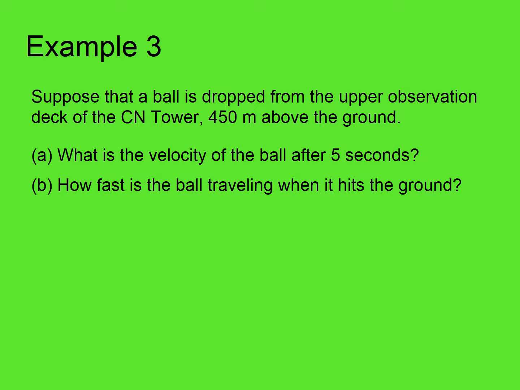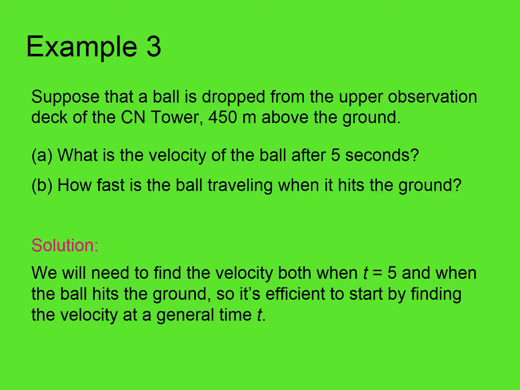Example, suppose that a ball is dropped from the upper observation deck of the CN Tower, 450 meters above the ground. We talked about this example. I believe this tower is in Toronto. So here are our two problems. What is the velocity of the ball? Okay, the rate of change of the position of the ball, the velocity of the ball after 5 seconds. Secondly, what's the velocity of the ball when it hits the ground? How fast is the ball traveling when it hits the ground?